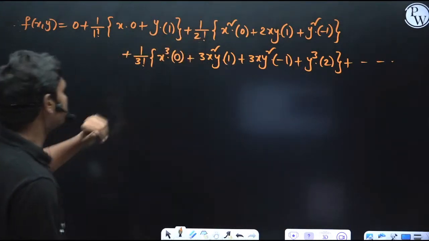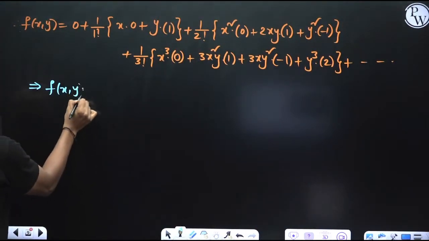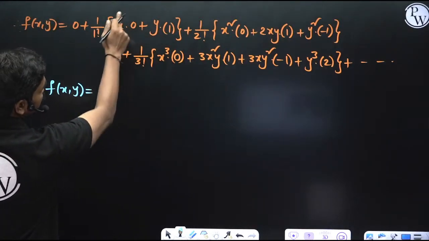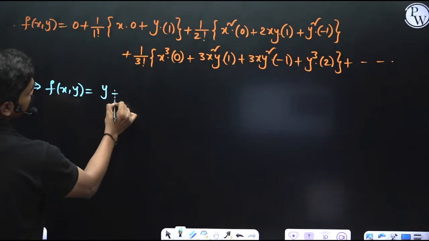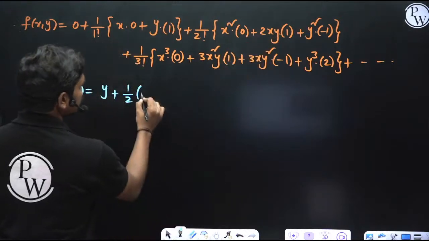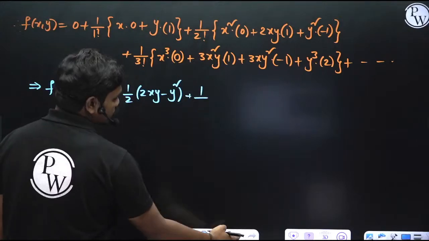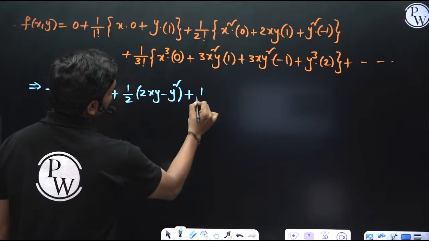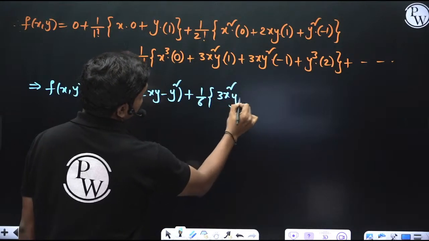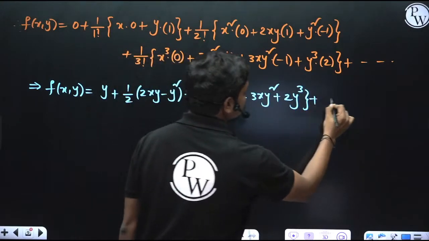Now if you simplify this, f of x comma y is equal to, this is origin, then 1 by 1 factorial is 1, x into 0 plus y, so this complete term gives you a value y, plus 1 by 2 times 0 into x square is 0, 2xy minus y square. So you have 2xy minus y square, of course, plus 1 by 3 factorial, so 1 by 6 times 0 into x cube, 0, 3x square y minus 3xy square plus 2y cube here, plus and so on. This series will go on.